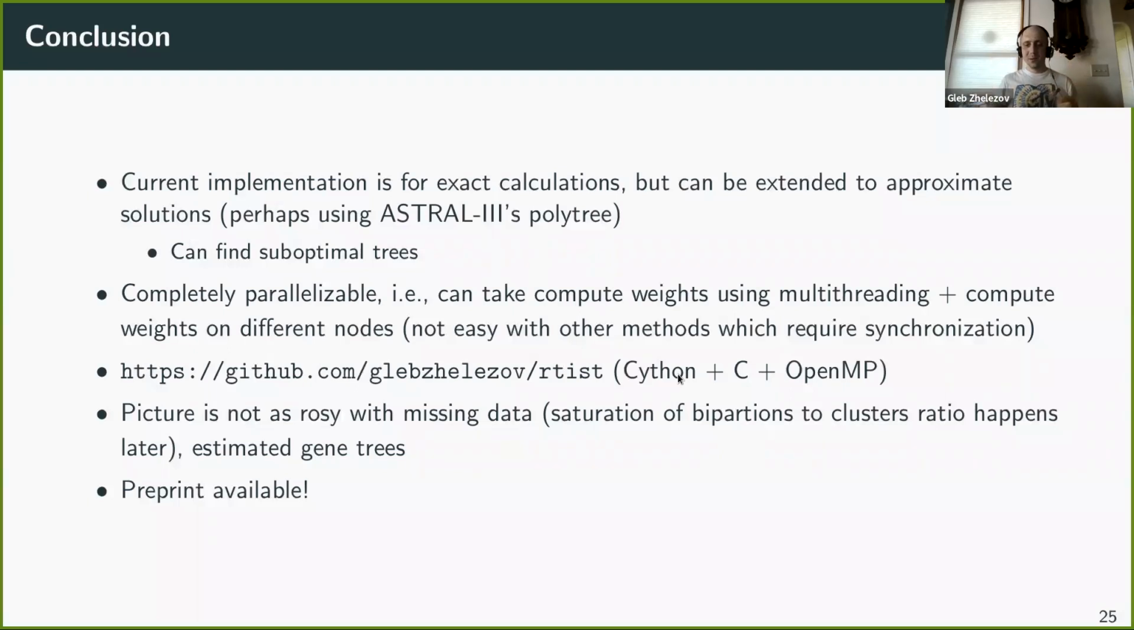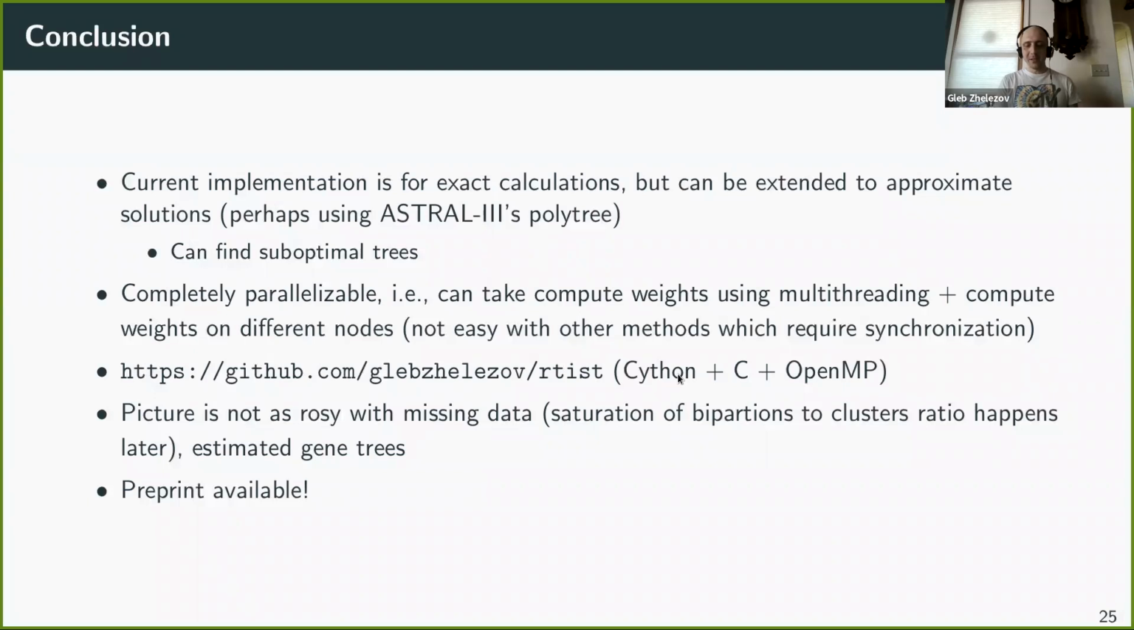I wanted to do this when I was writing this, but I thought, okay, it's really not necessary. But when I found out that ASTRAL 3 is using this polytree structure, I realized that perhaps I could try it as well. And so basically, if you can come up with how to write the kernel in terms of the clusters that you have from your gene trees, then you could re-implement this algorithm and see what happens.